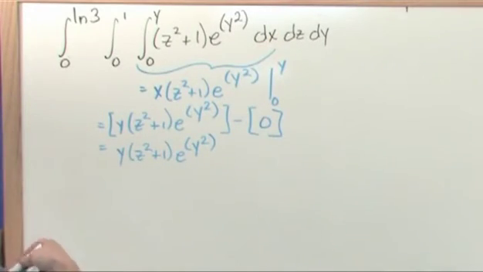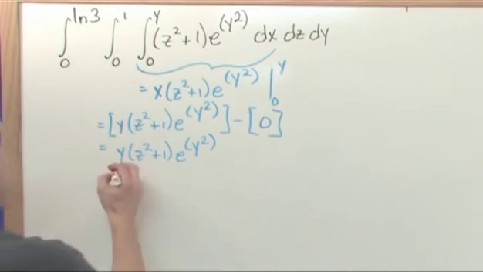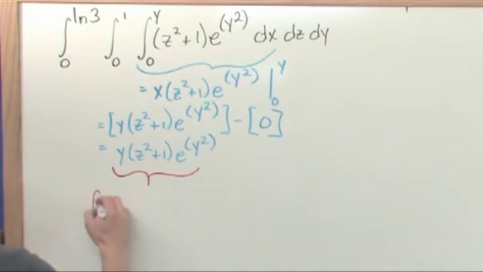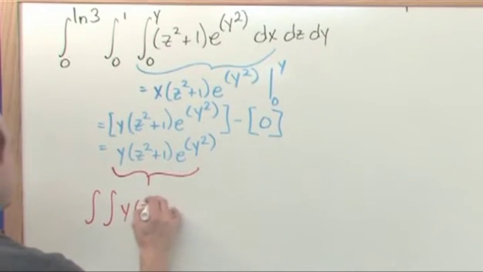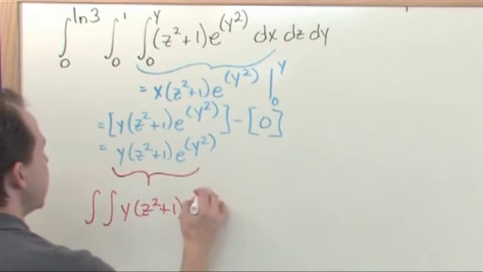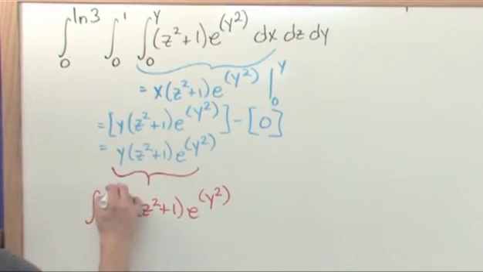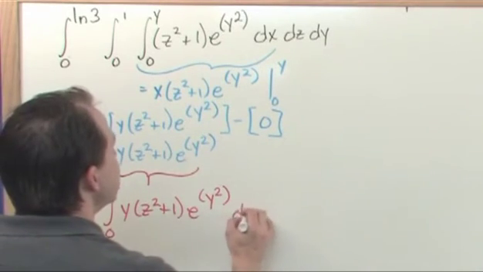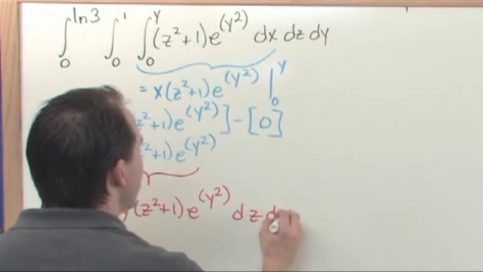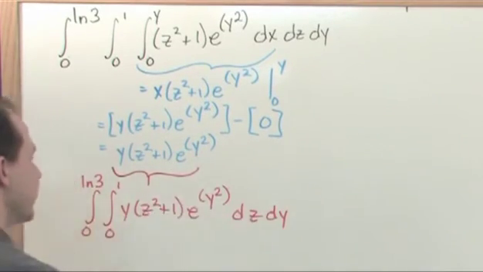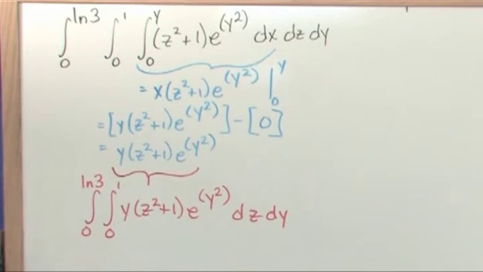And so what I need to do now is take this and integrate that. Effectively what I'm doing is I'm taking it and I'm now integrating it, y times z squared plus 1, e to the y squared. I'm integrating it along the original limits of integration, 0 to 1, 0 to natural log of 3, and I'm doing it dz next and then dy. So all I do is I take the function that I got here and then I continue on with my integration. So now I need to go along z.